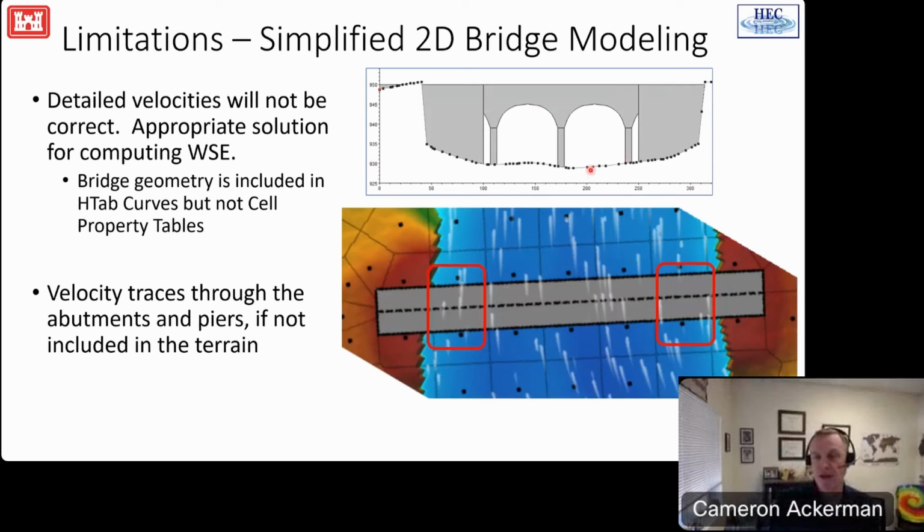What it doesn't do is it doesn't allow us to get detailed velocities through this cross section. It's great for coming up with a good water surface. It's going to be great for most modeling applications, but if you need detailed velocities through the bridge, you're not going to get them. And you can see that here through this example.